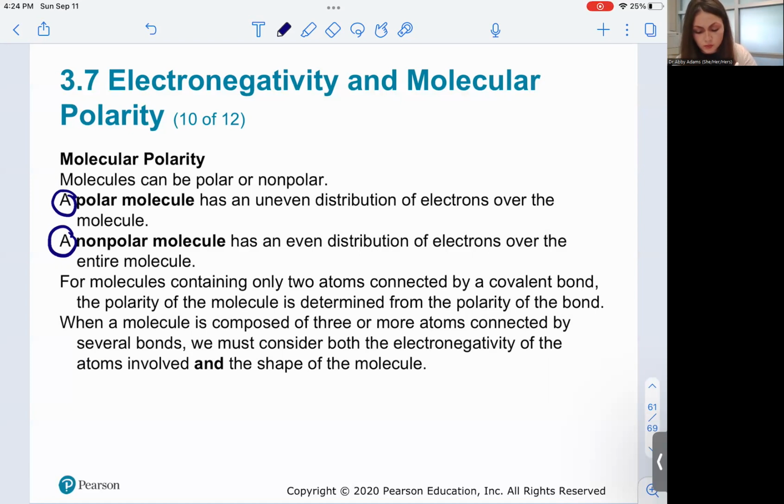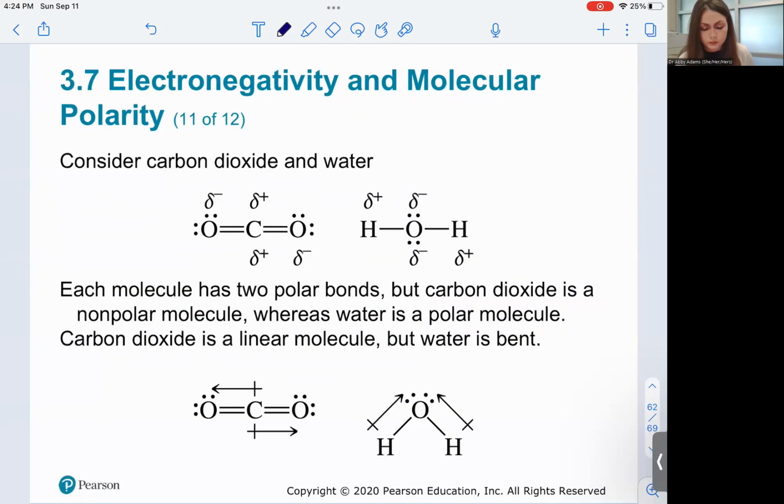So whenever a molecule has only two atoms connected by a covalent bond, the polarity is going to be determined by the polarity of that one bond. But whenever you have three or more atoms and several bonds, you have to consider all of these electronegativity relationships and polarities in order to understand the total polarity. And you have to consider the shape of the molecule, which is why we already went over the three-dimensional shapes of those compounds. Okay.